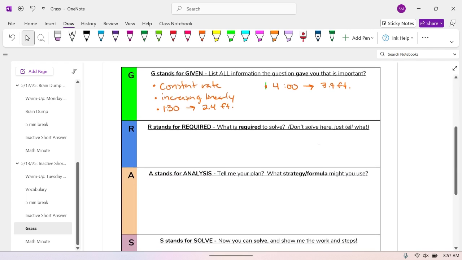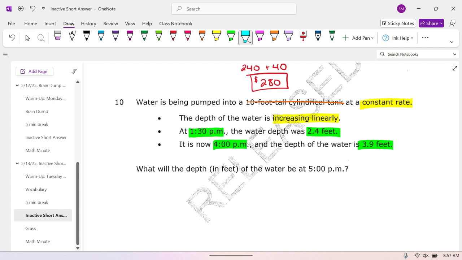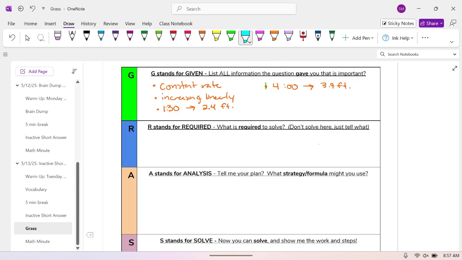Now, someone raise their hand, tell me what they want us to tell them. What is required? What do we need to know? Ralph. Right. We want to know what the depth of the water will be at 5 o'clock. So what is the depth at 5 o'clock? That's what it wants us to know.